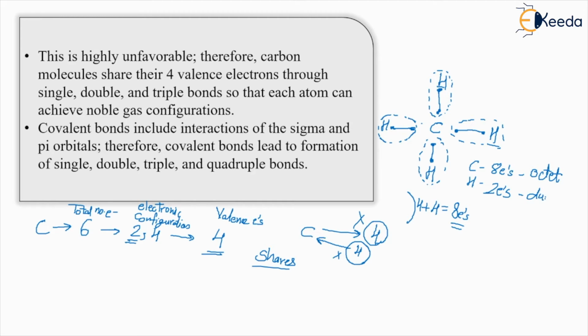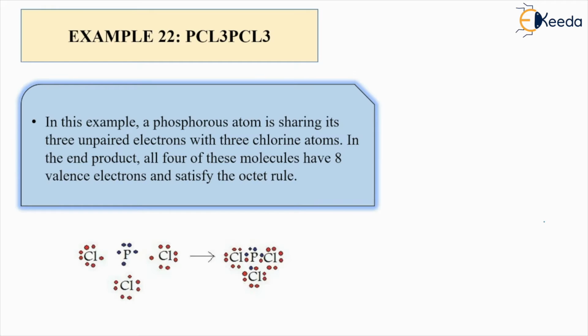Hydrogen becomes a duplet. Both of them are very happy. Both of them are stable. Neither had to give electrons or take electrons because they are sharing the electrons and achieving a noble gas configuration. Covalent bonds include interaction of sigma and pi orbitals. Therefore, covalent bonds lead to formation of single, double, triple, and also quadruple bonds.